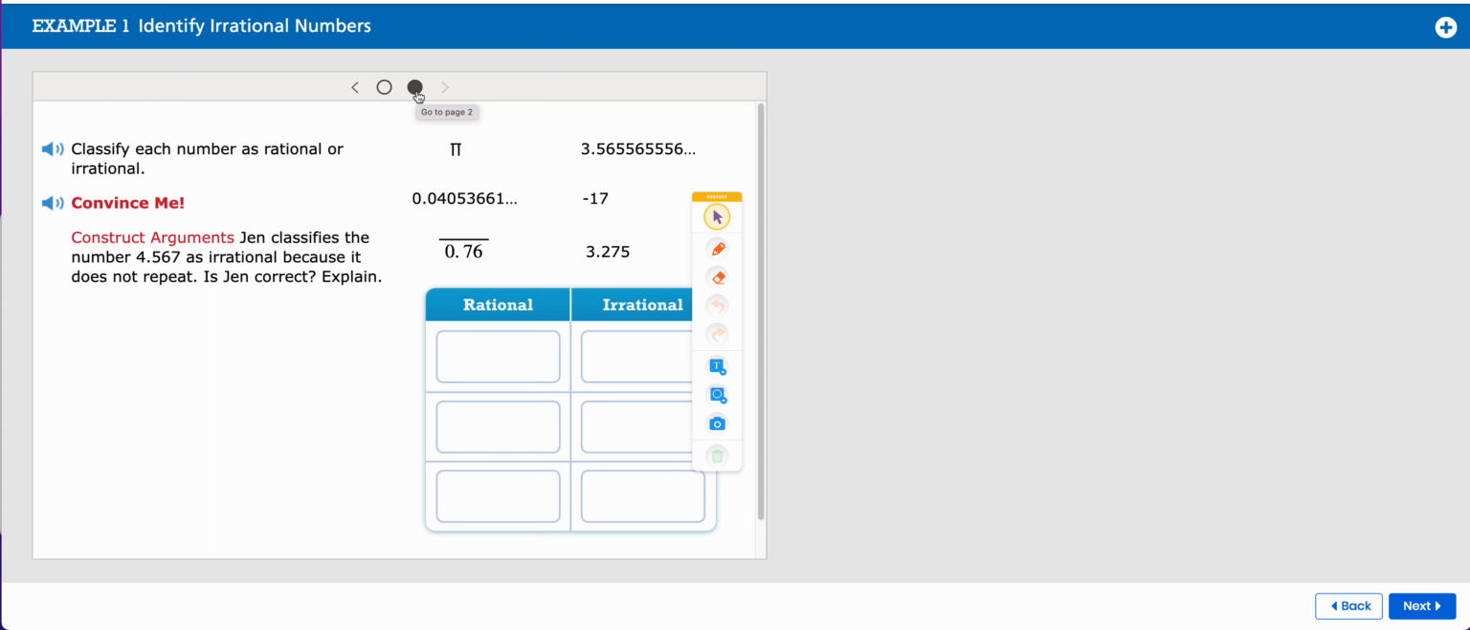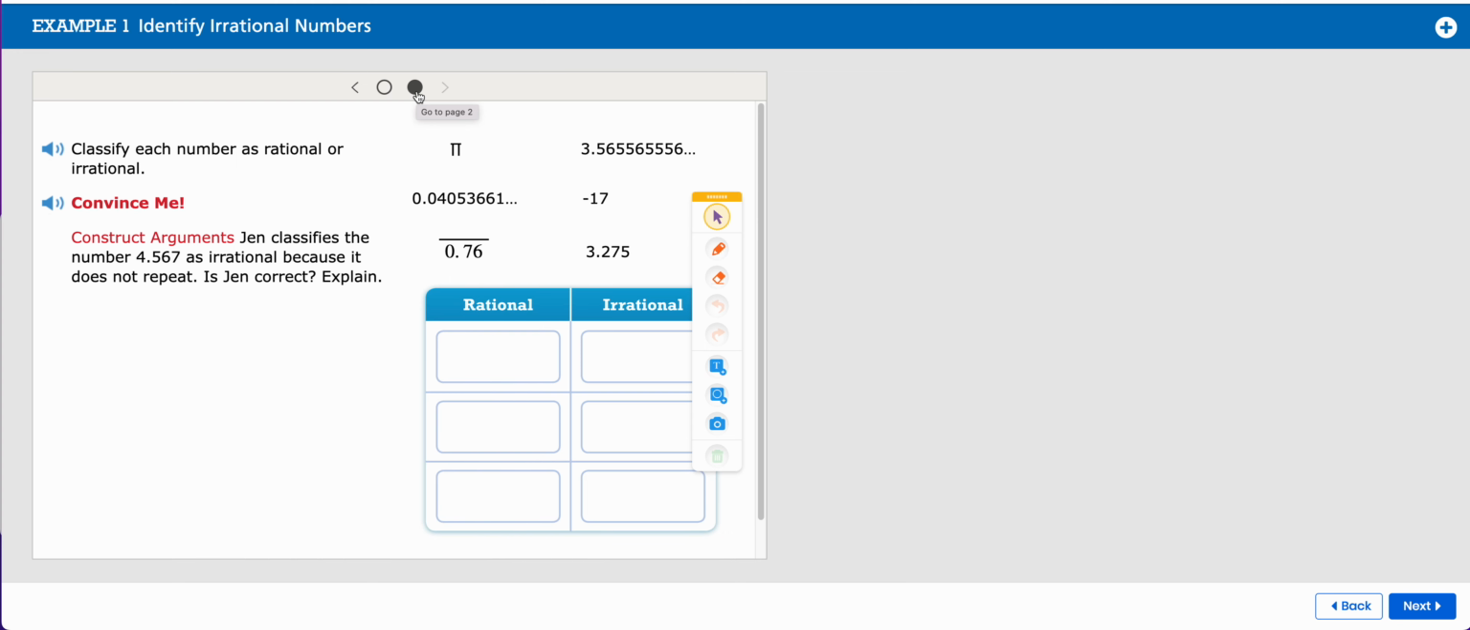So where does pi go? Is it rational or irrational? Irrational. Pi is irrational. So pi goes to this one. Where does 3.565565556... go? I don't like that. That one is also irrational. That one would go there. What about 0.04053661...? Also irrational. That would go there.